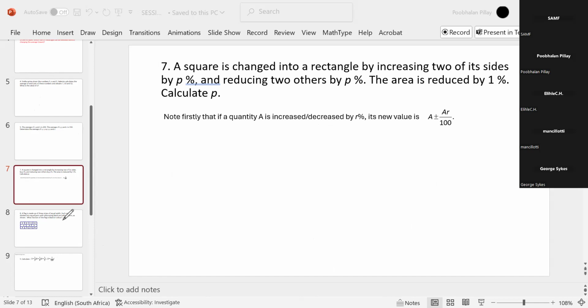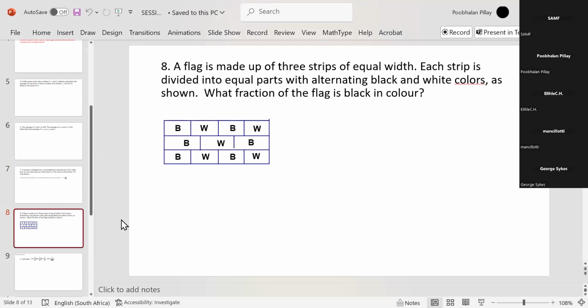The next problem is this problem. A flag is made up of 3 strips of equal width. Okay, you've got a picture of the flag here. So you've got 3 strips. There's a strip, there's another strip, and they all have equal width.